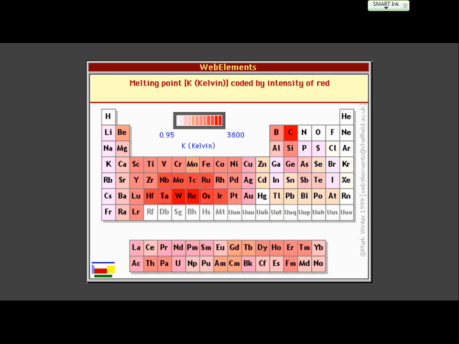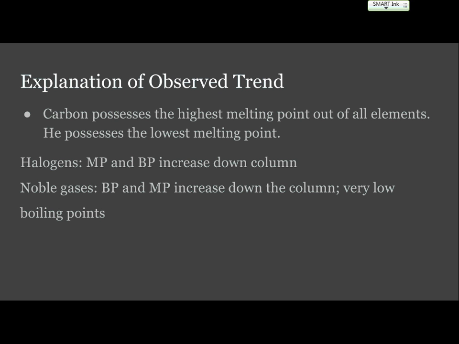So here's the periodic table to show how the non-metals have lower boiling points and melting points, and the metals have higher ones, which we're getting to. On the slide, we described the halogens and the column. Remind me to go back to that.